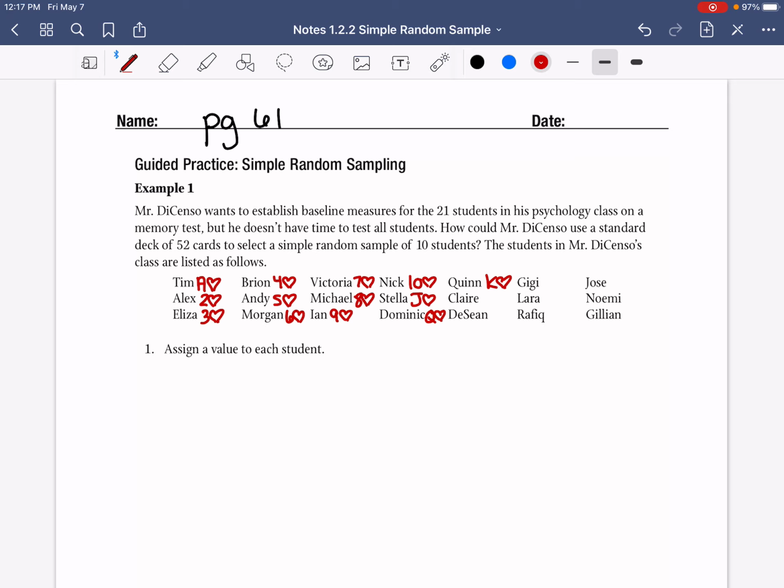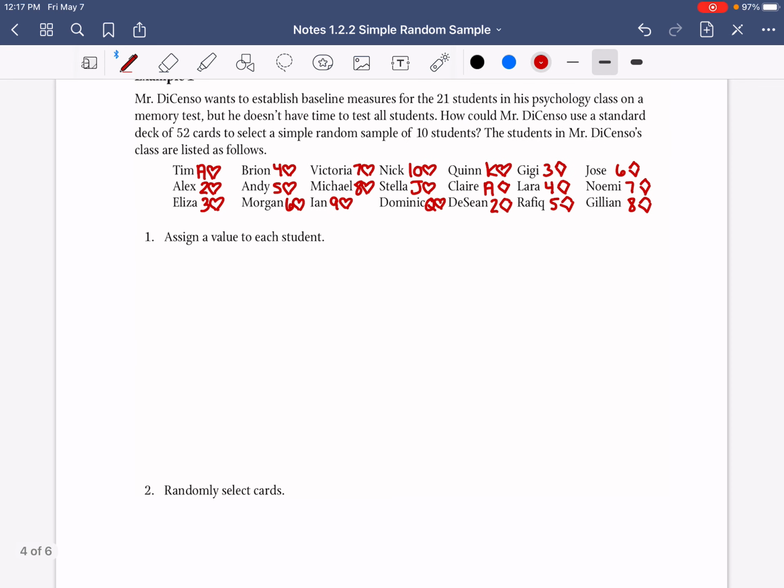And now I ran out of hearts, so now I'm going to go ahead and go to diamonds. So Claire's going to be the ace of diamonds, 2 of diamonds, 3 of diamonds, 4 of diamonds, 5, 6, 7, and 8. And I already pulled these cards out. You guys can't see me, but in class, you'll be able to see me. So I went ahead, check, I assigned a card to each student.